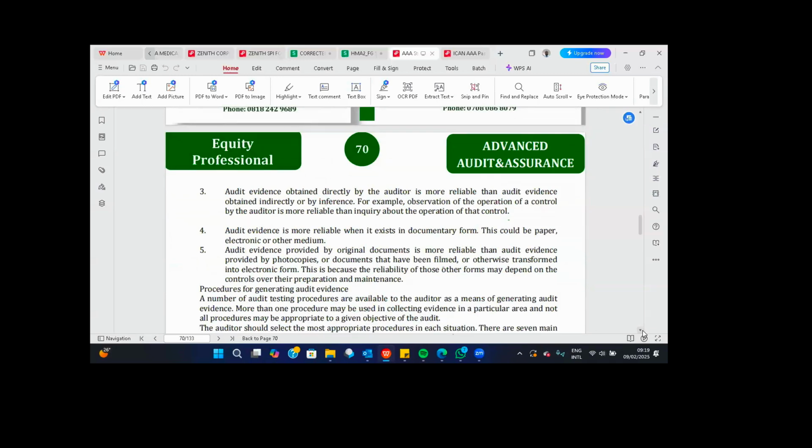In oral form. So you obtain information in a documentary form. It cannot be denied. Okay? You cannot deny it. Because it cannot be denied, it's more reliable than information obtained in an oral form. Because oral information can be denied. "I never said so. That's not what I meant." But if it's documented in black and white, it cannot be what? Repudiated. Okay? Number 5, audit evidence obtained in original documents is more reliable than audit evidence obtained in photocopies.